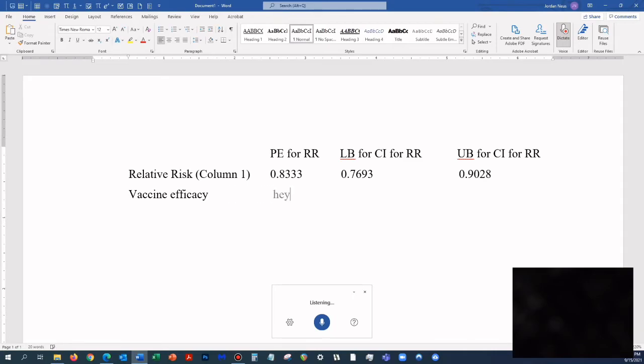Hey Siri, what is 1 minus 0.8333? 1 minus 0.8333 is 0.1667. Hey Siri, what is 1 minus 0.7693? 1 minus 0.7693 is 0.2307. Hey Siri, what is 1 minus 0.9028? 1 minus 0.9028 is 0.0972.